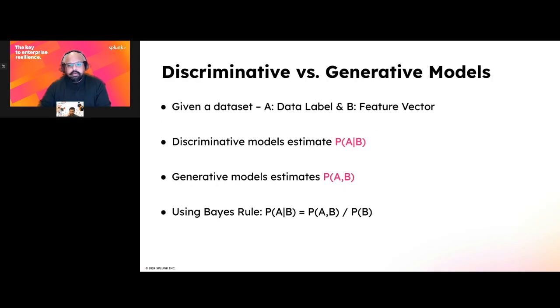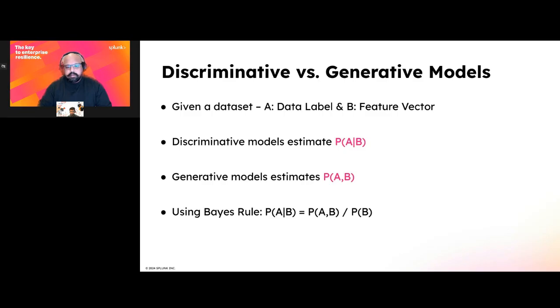So let's take a look into what discriminative versus generative models mean. Let's say we have a data set where A represents the data label and B the feature vectors. Data labels could be either binary or multiple, and the feature vector is basically a representation of your data sample, where in case of an image, it could be pixels and intensities and so on.